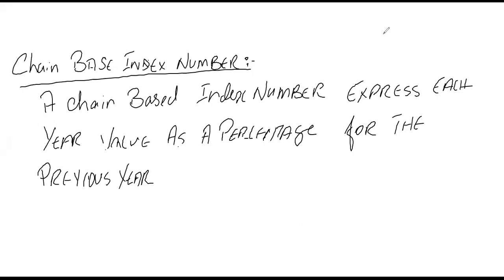Okay, so chain based index number is something which is continuously evolving around the previous years. A chain based index number expresses each year's value as a percentage of the previous year. Now let me conclude by drafting a question.